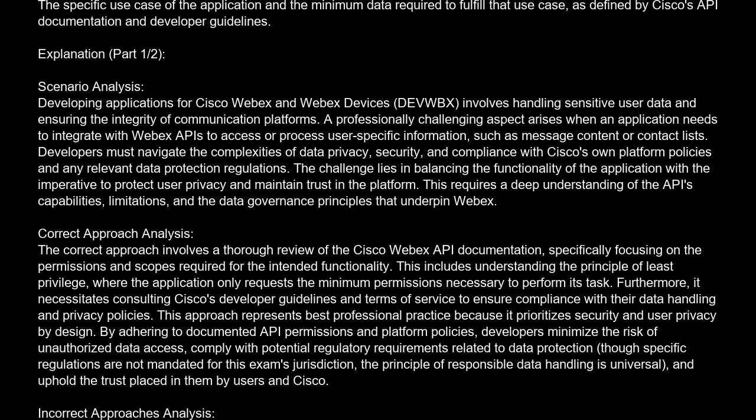The correct answer is D, the specific use case of the application and the minimum data required to fulfill that use case, as defined by Cisco's API documentation and developer guidelines.